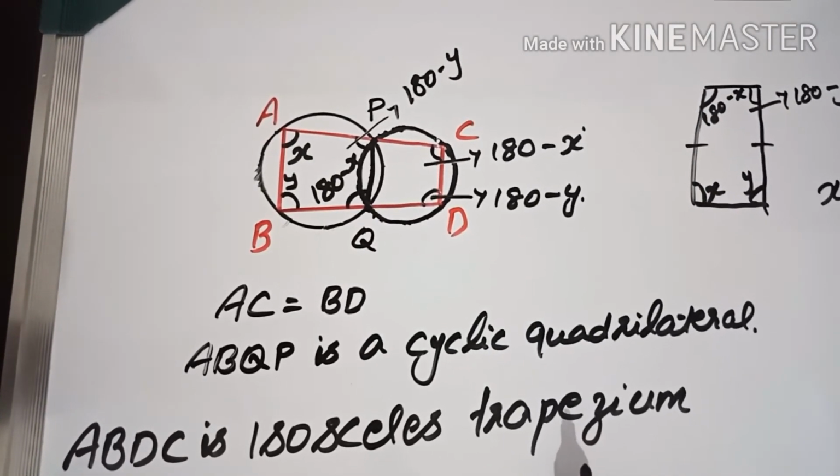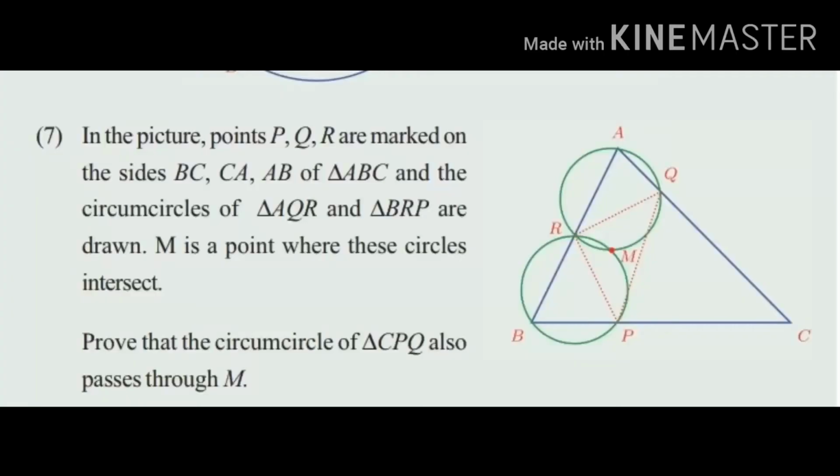Similarly, we can find the second sub question. Next is question number 7. In the picture, points P, Q, R are marked on the sides BC, CA, AB of triangle ABC and the circumcircles of triangle AQR and triangle BRP are drawn. M is a point where these circles intersect. Prove that the circumcircle of triangle CPQ also passes through M.